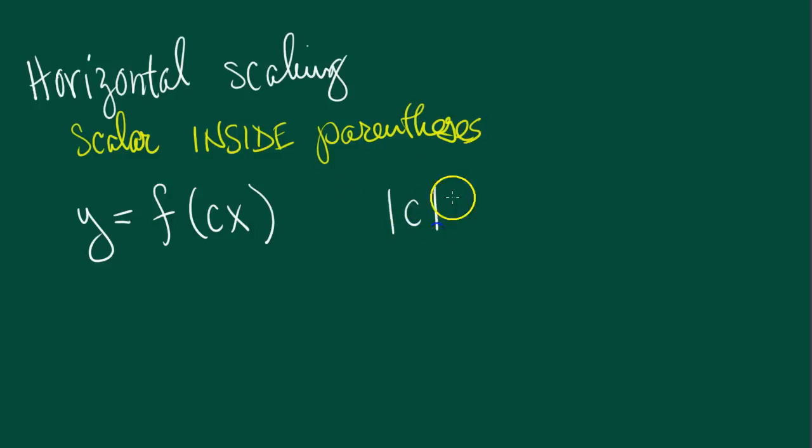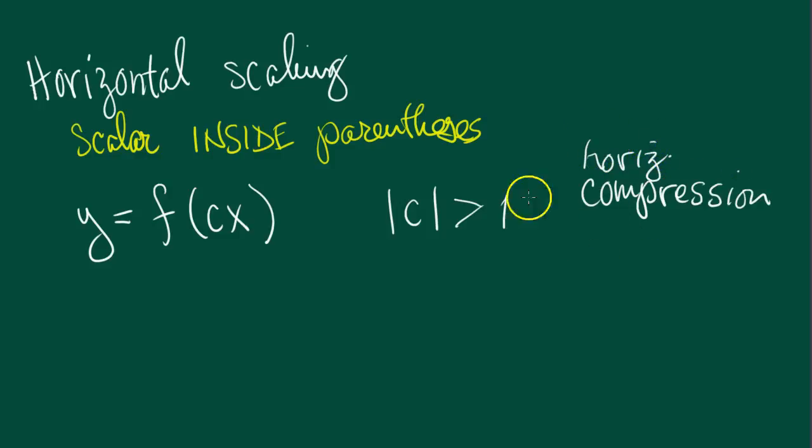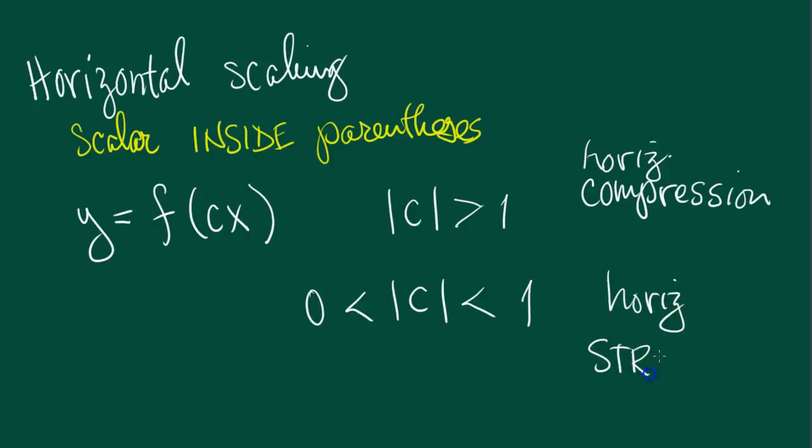Now, if the absolute value of c is greater than 1, rather than stretching horizontally, I'm going to have a horizontal compression. I'll be pushing it together from the left and right sides. Okay. And if the absolute value of my scaling factor is between 0 and 1, I'll get a horizontal stretch. Okay, let's look at this with the same function inside Desmos.